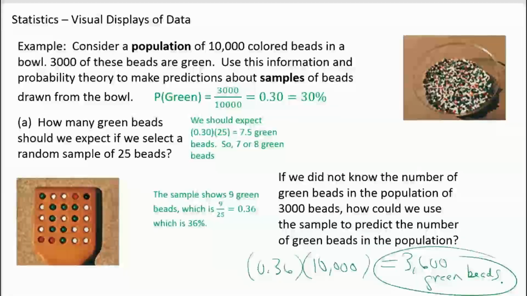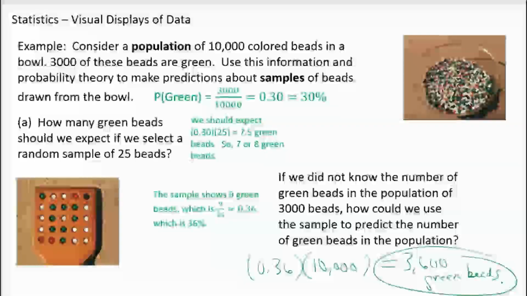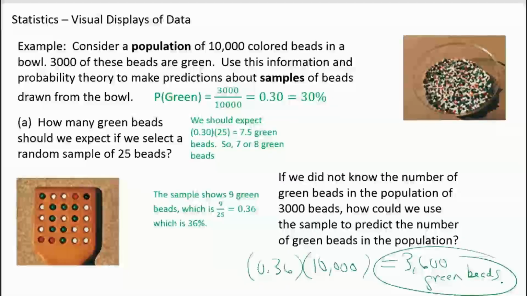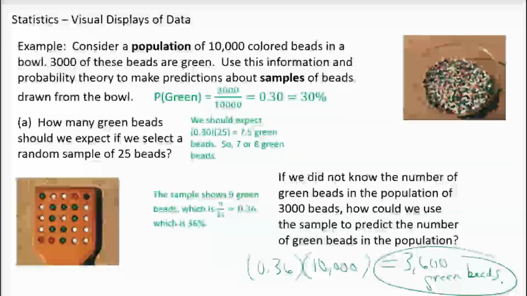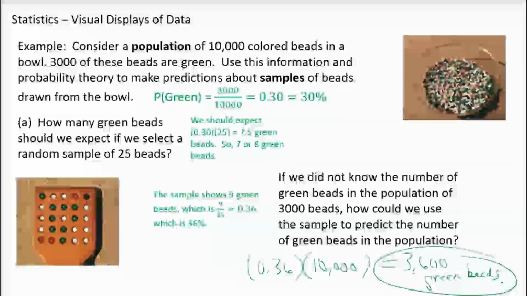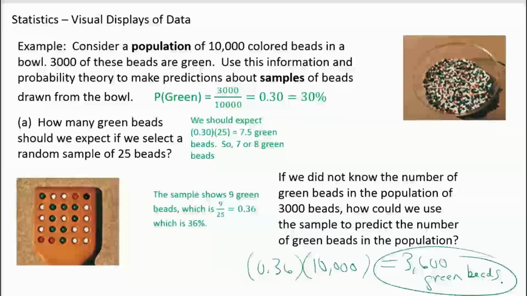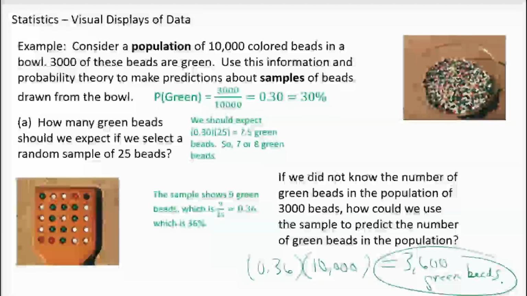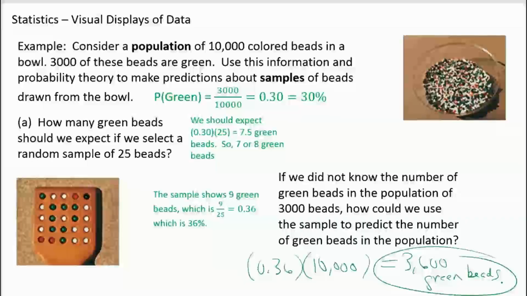Now, what do you think would make a better sample? We sampled 25 beads. What do you think would be closer to our percentage? How about if we sampled more green beads? More beads, not more green beads. We want to know how many of those are green, right? So what if we picked a sample of 50 or even 100? Would that not make a better sample to estimate the original population?